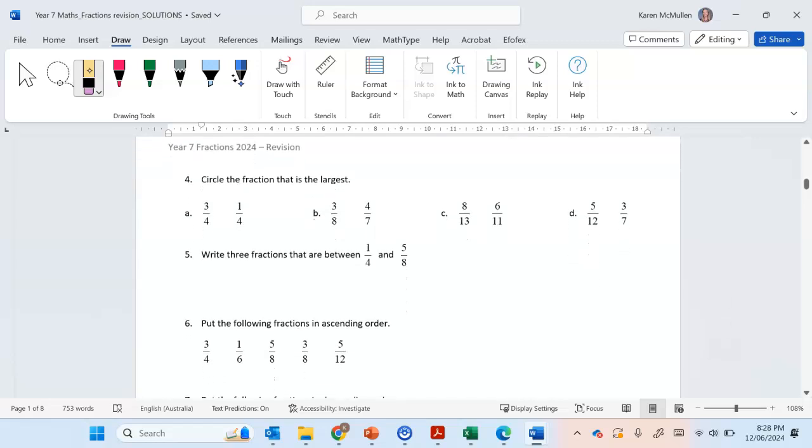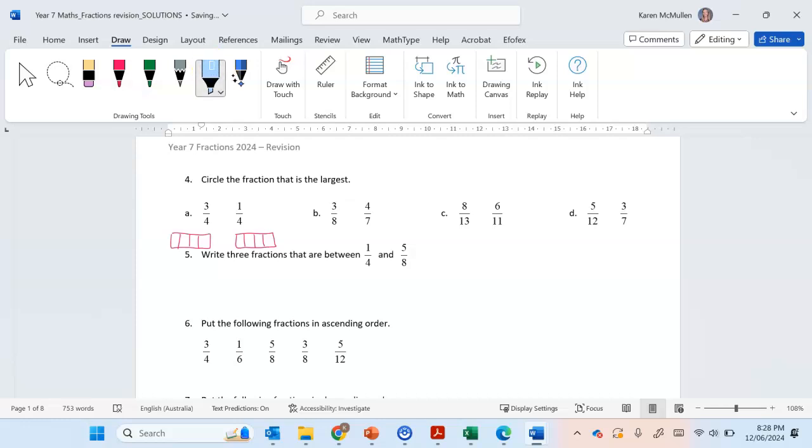Okay, so question number 4, circle the fraction that is the largest. So when you're comparing fractions, it's easier to have the same denominator, but you don't always have to change it, and I'll show you why when we're going through them, so it just might make it a little bit quicker for you. Now the first one, we've got 3/4 and 1/4. So if I just do a quick diagram, all right, so we've got splitting this into quarters and comparing it to the other one, splitting it into quarters. So the same shape, split into 4.